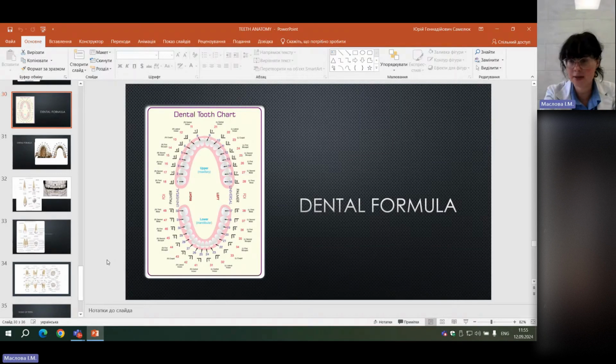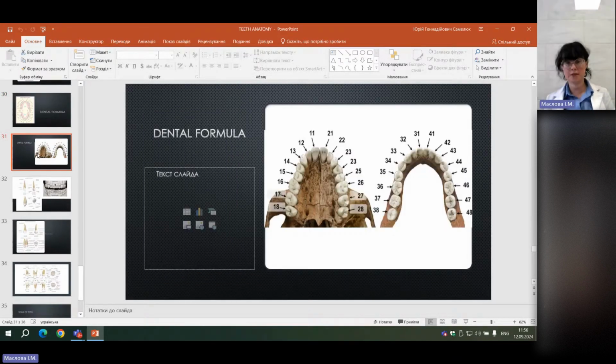I think that it's not difficult for you, and it's not difficult for understanding. The next slide demonstrates to you the implementation of the international dental formula by WHO in their practice. It shows the real jaws, upper and lower, and you can see the situation of each tooth relative to this formula.